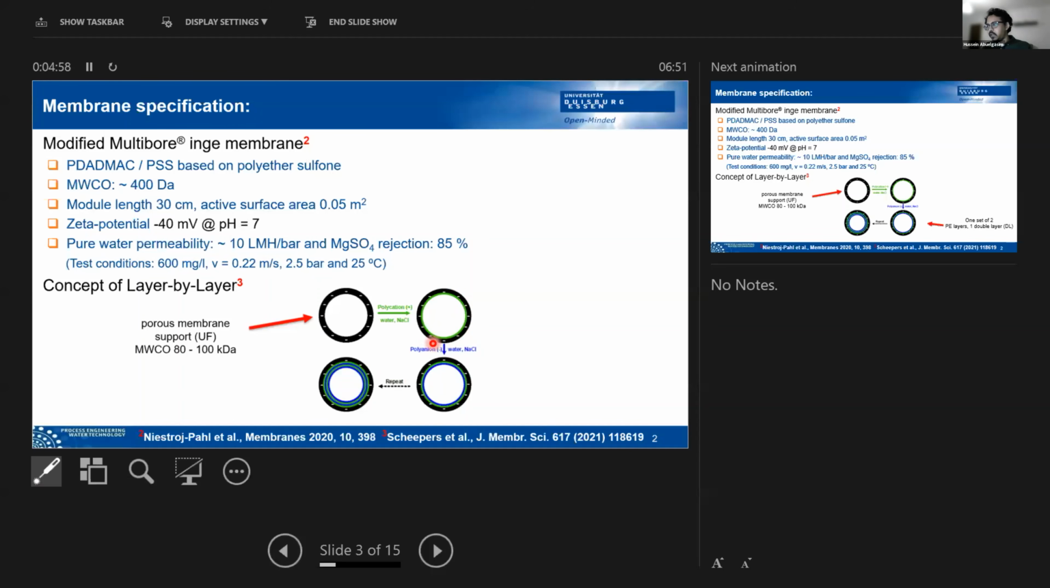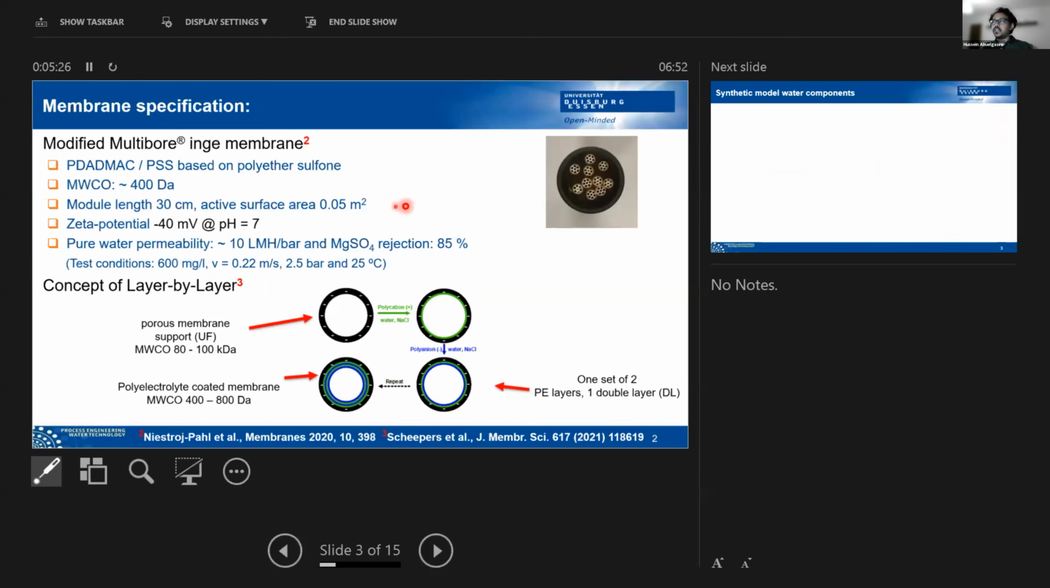And then you apply the polyanion, which, as I said, is the PSS. Then you have one set of two polyelectrolyte layers, which is called one double layer or bilayer. You repeat this method several times until you form your layer by layer, in this case what we call a polyelectrolyte coated membrane, made in a range of 400 to 800 Dalton. The one that we have here, the modified Multibore, has a molecular weight cutoff of 400 Dalton. So this is a cross-section of these Multibore modified Inge membranes.